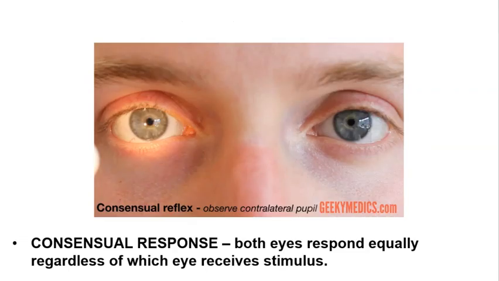The response of the pupillary light reflex is what we call consensual, so that is, both sides of the body respond equally to the stimulus, even when only one eye receives that stimulus.